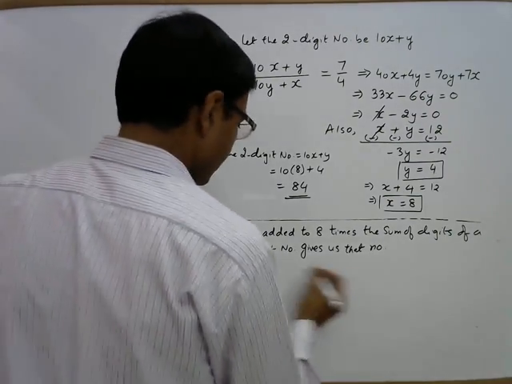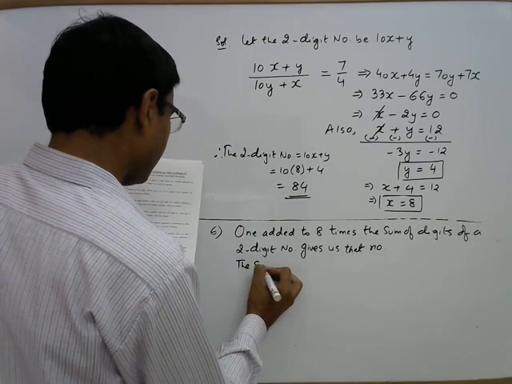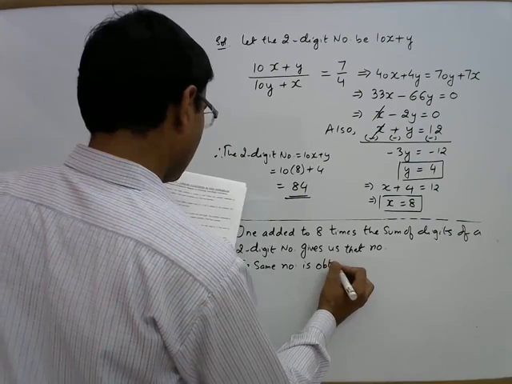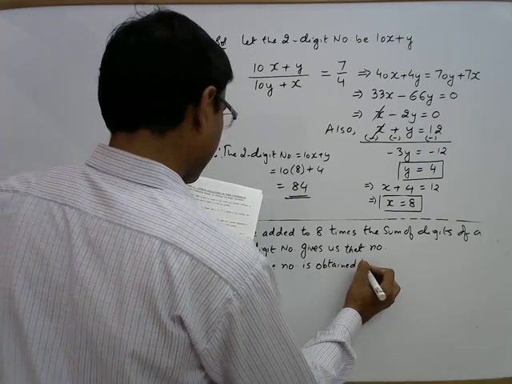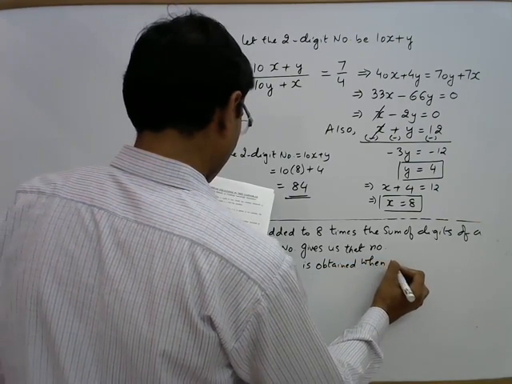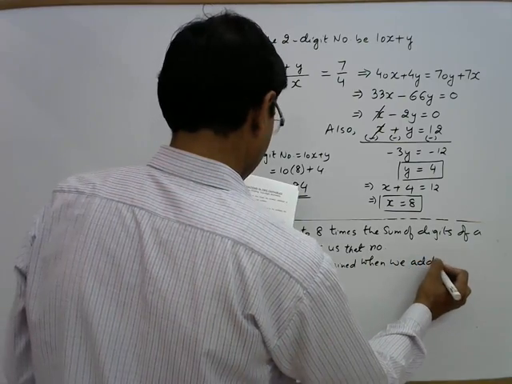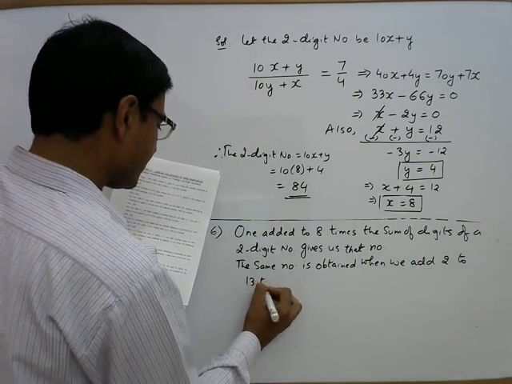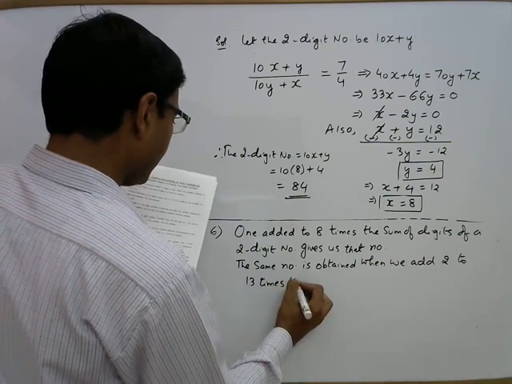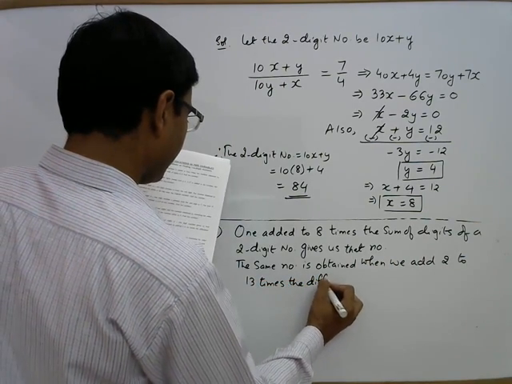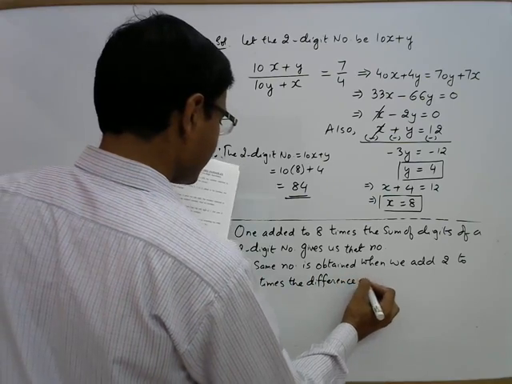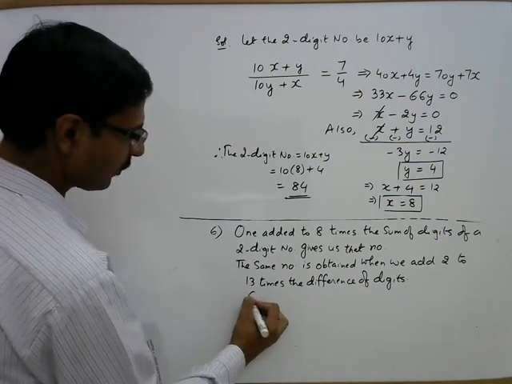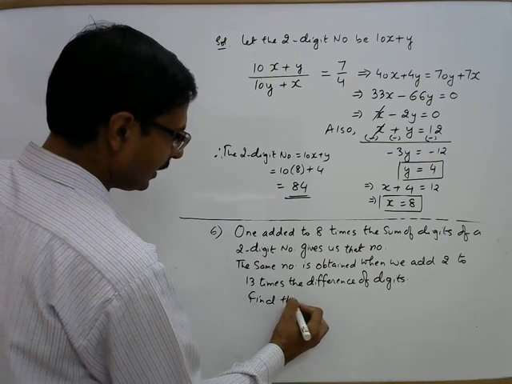The second statement: the same number is obtained when we add 2 to 13 times the difference of digits. Now this is the second statement. The question obviously is find the number.